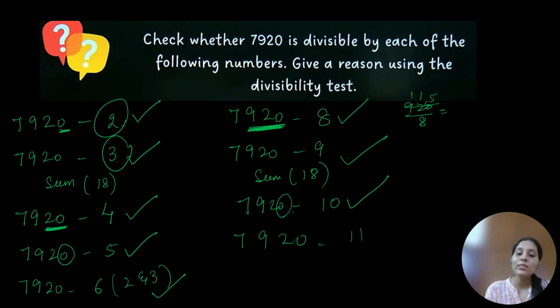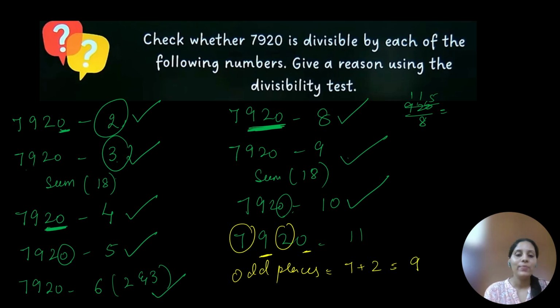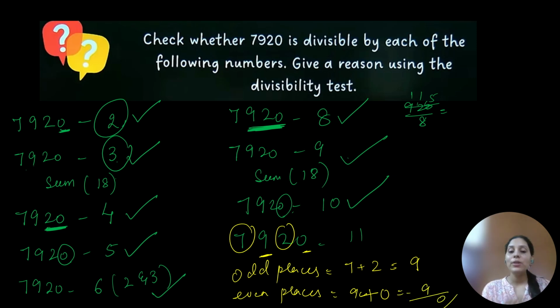7920. Now, divisibility rule for 11. I circled odd places, underlined even places. So, odd places sum 7 plus 2, which is 9. Even places sum 9 plus 0, which is 9. So if I subtract, I get 0. So if the result is 0 or a multiple of 11, then the number is a multiple of 11. So this is divisible by all the numbers.